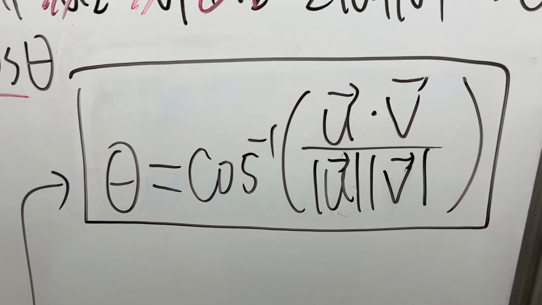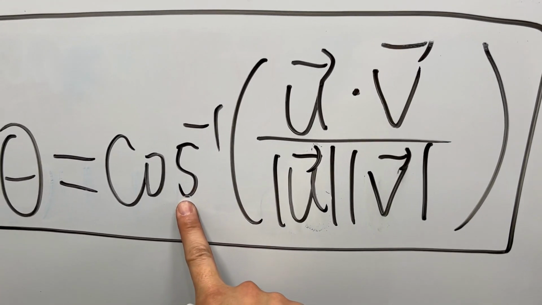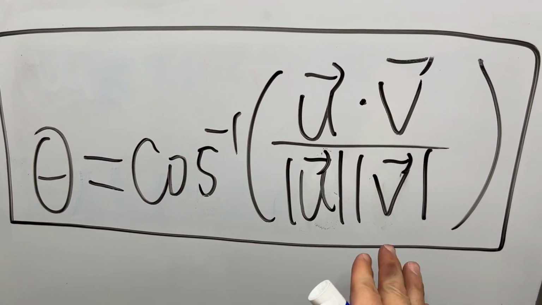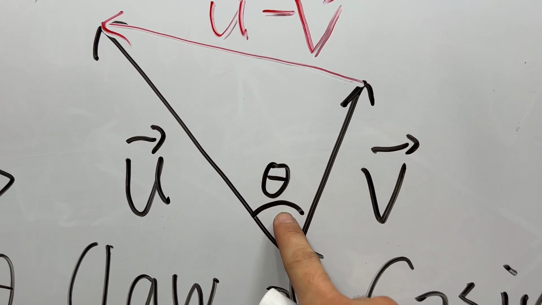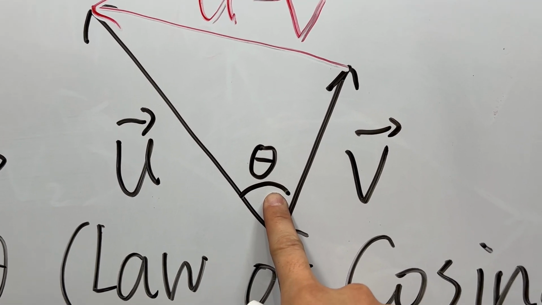Okay, two things I want to mention before we go. First, the range for inverse cosine is from 0 to pi, which is perfect because we do not want our angle to be negative, and we also do not want our angle to be bigger than pi.